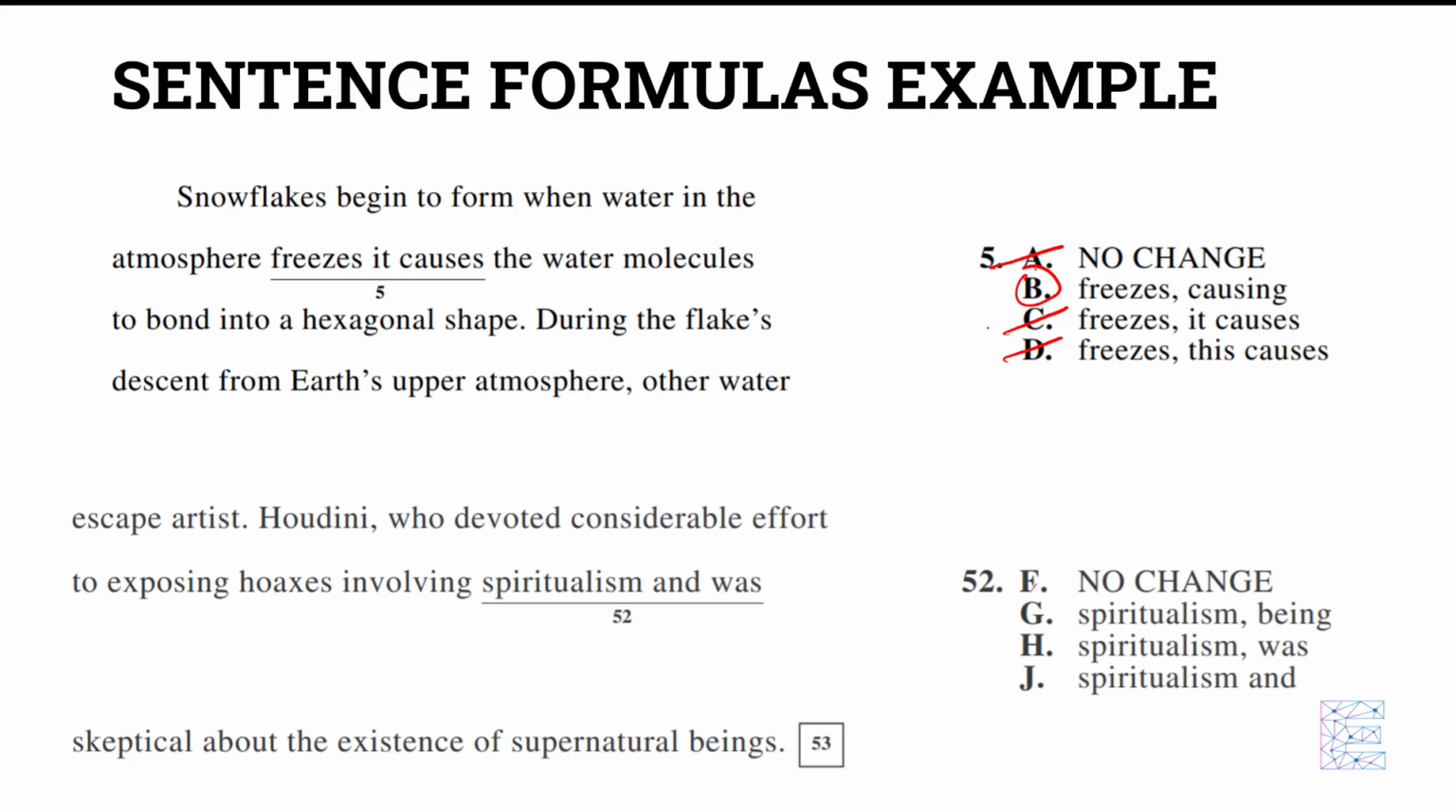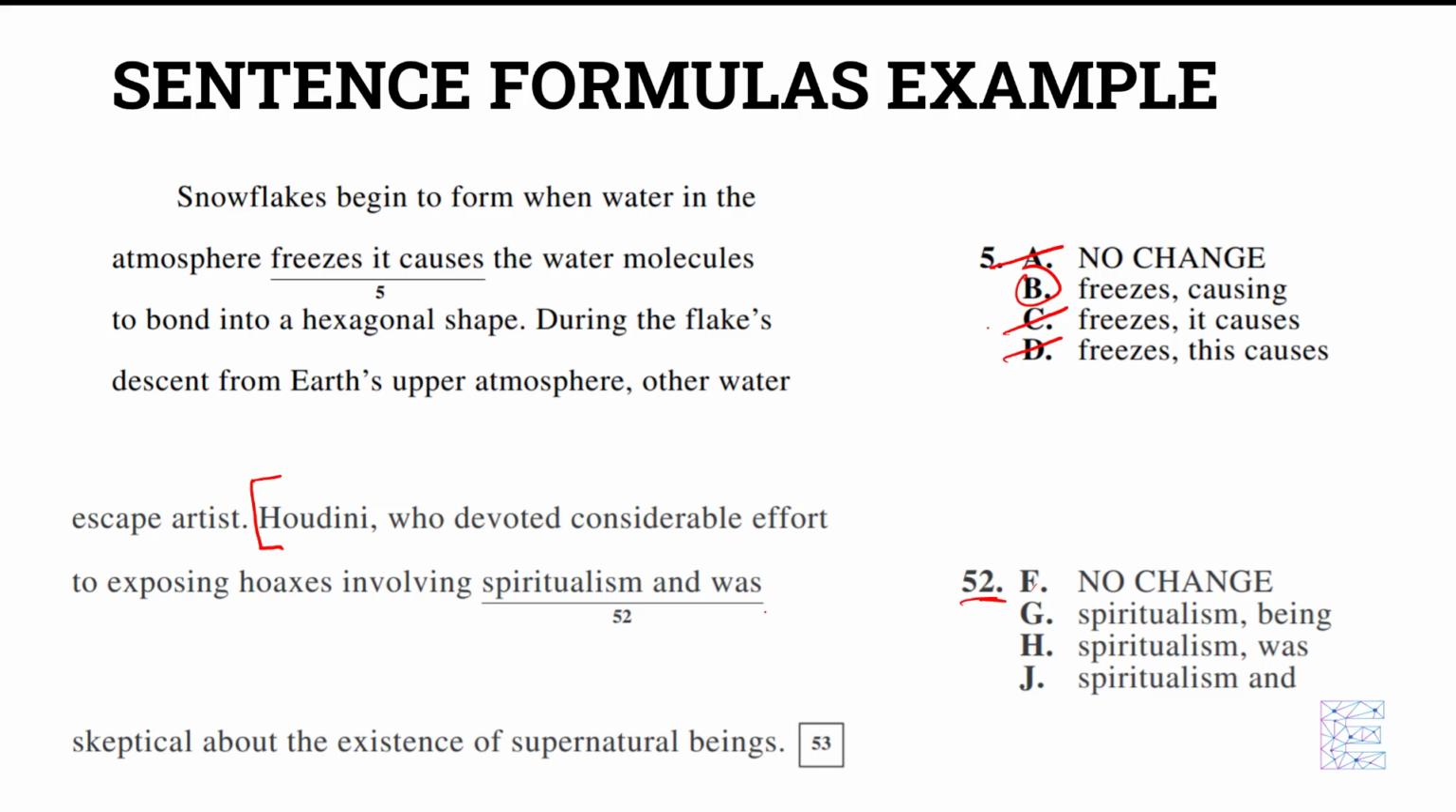All right, next question is question 52, so we could start reading it from here. "Houdini, who devoted considerable effort to exposing hoaxes involving spiritualism and was skeptical about the existence of supernatural beings." Again, try this question on your own. All right. So let's go through the choices.